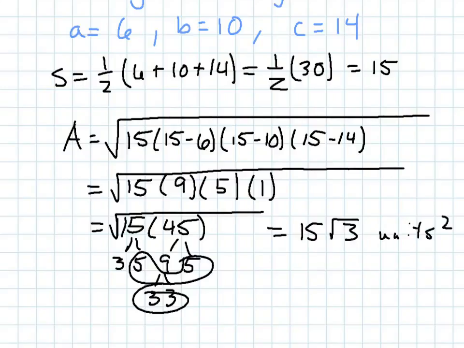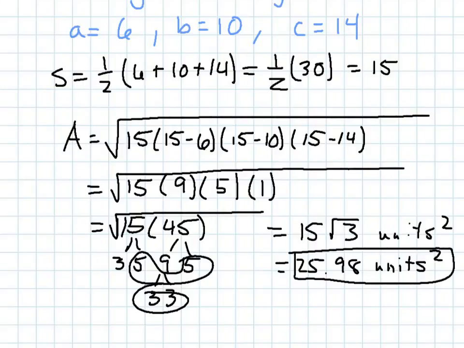Usually they'll ask for the approximation or want the approximation. So multiplying this out would be 15 times square root of 3. That would give you a value of 25.98 units squared, since we didn't have any units. Okay?